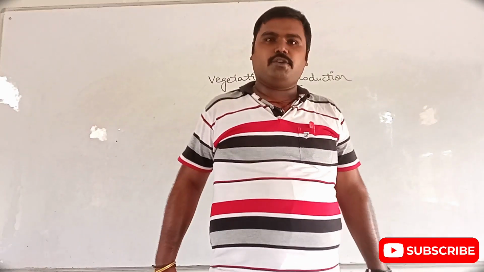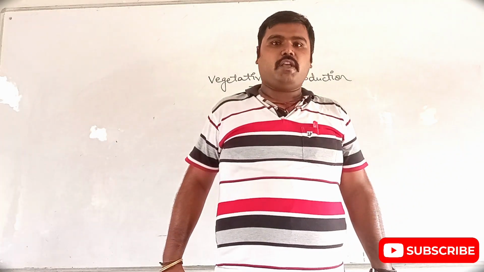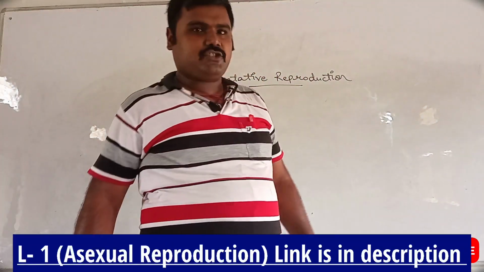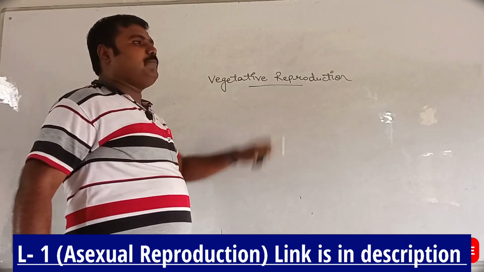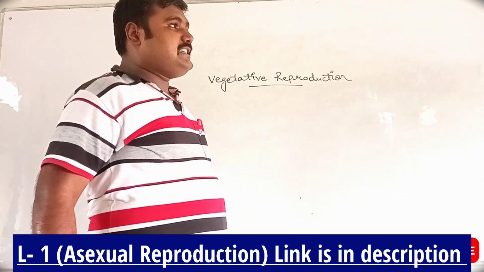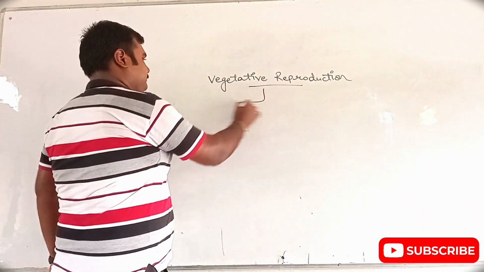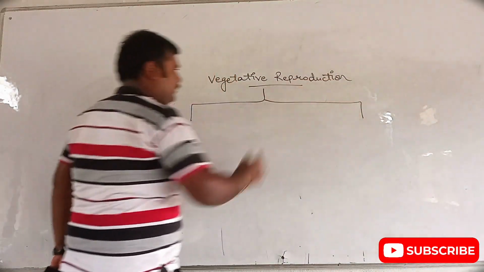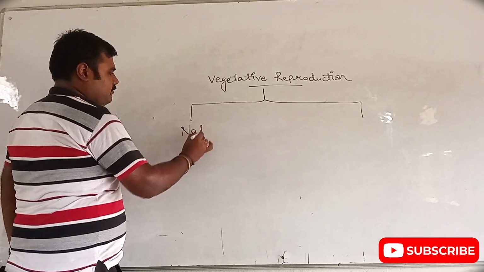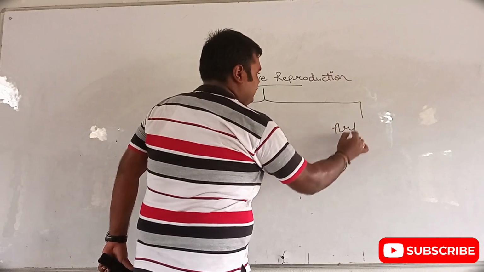In our first video, we have studied about asexual reproduction. Today we are going to discuss our next topic, vegetative reproduction, which takes place in plants. So vegetative reproduction is basically of two types: natural and artificial method.